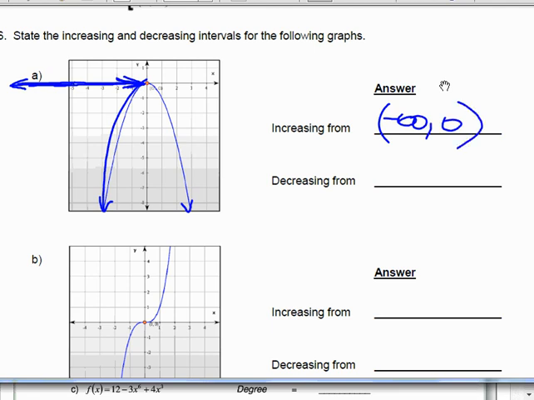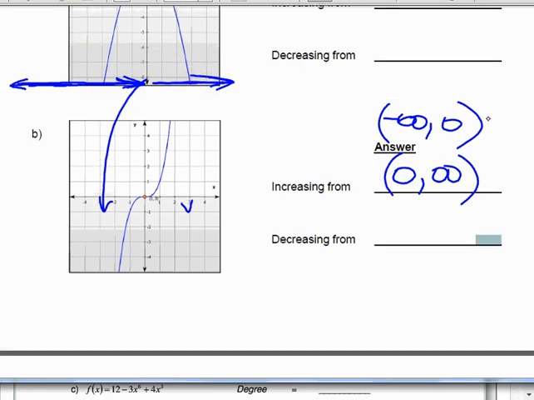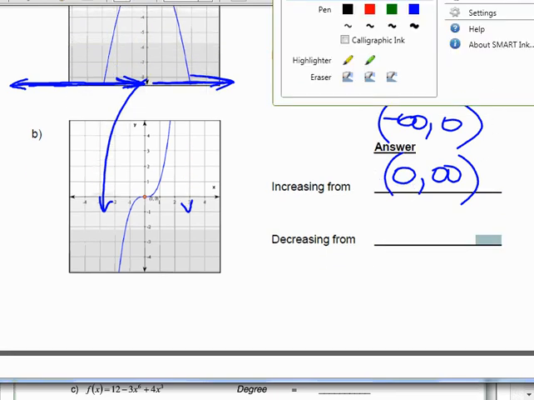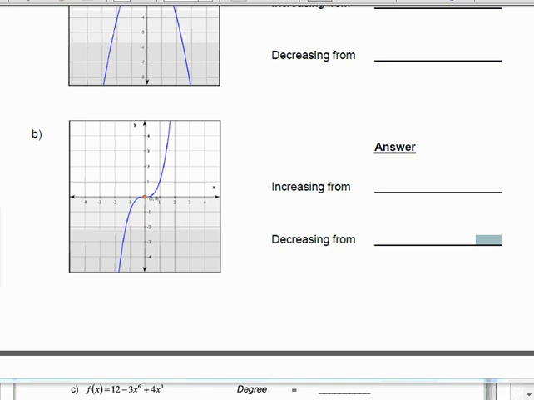It was increasing. And then decreasing from 0 to forever that way, which a lot of people say negative infinity because they follow it down here. These are x's. That's why I'm doing it up on the x-axis. It goes forever that way. Okay? Use parentheses for those. If you used brackets, I wouldn't mark it wrong, because there are some books that actually do it with brackets. So it's not like it'd be wrong. It's just we usually use parentheses.